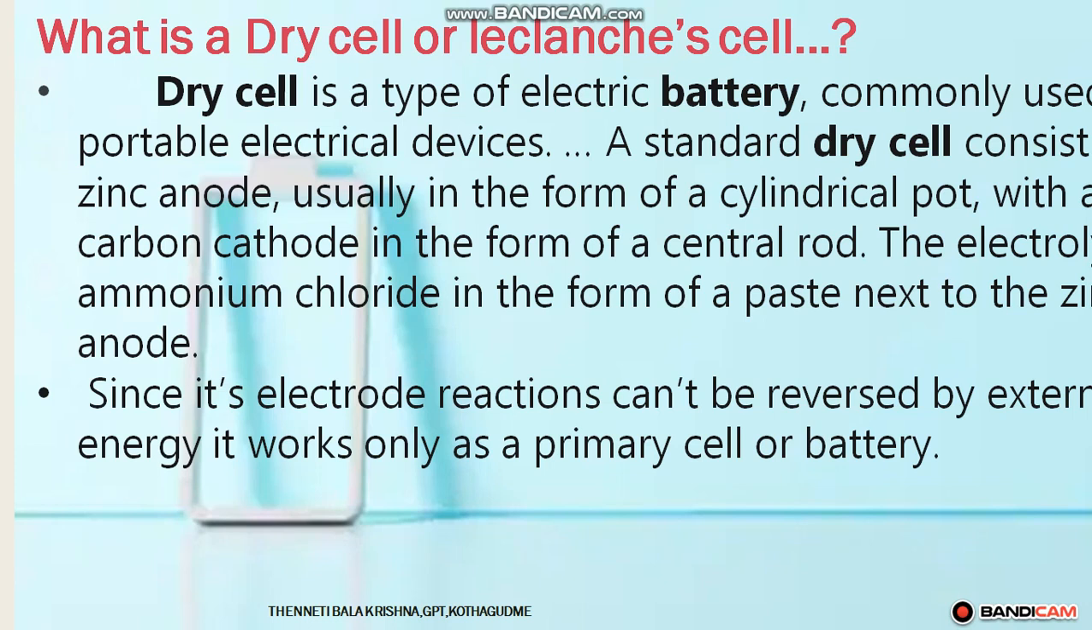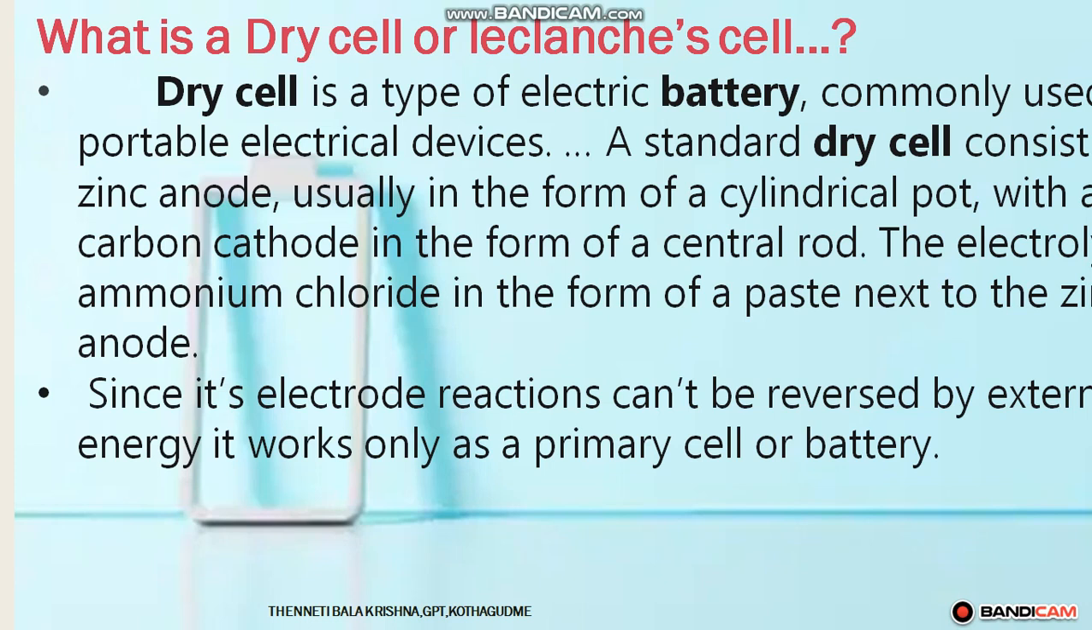A standard dry cell consists of a zinc anode, usually in the form of a cylindrical pot, with a carbon cathode in the form of a central rod. The electrolyte is ammonium chloride in the form of paste next to the zinc anode. Since the electrode reactions can't be reversed by external energy, it works only as a primary cell or battery.